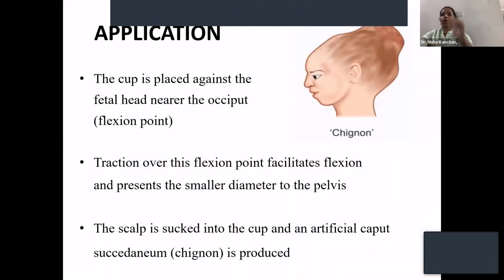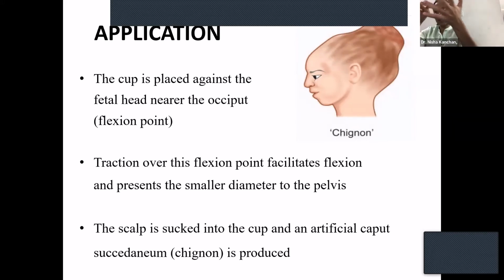So this is the chignon. This is another terminology. Flexion point and chignon are two terminologies you should know in vacuum. The chignon is a French term which comes from the French top knot which women used to wear. This is nothing but an artificial caput succedaneum which you're creating. By looking at the position of the chignon, if you want to reassess your case, you will know what kind of application you had done. Your chignon should be closer to the posterior fontanelle. That means your application was flexing median. When you're using a metal cup, the pressure builds up slowly over 2 minutes.